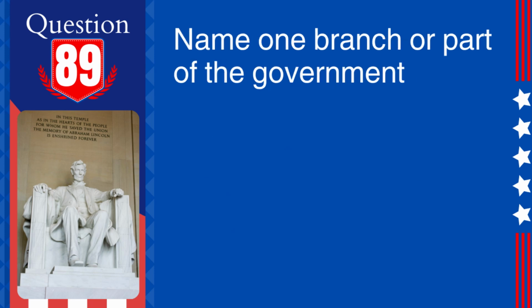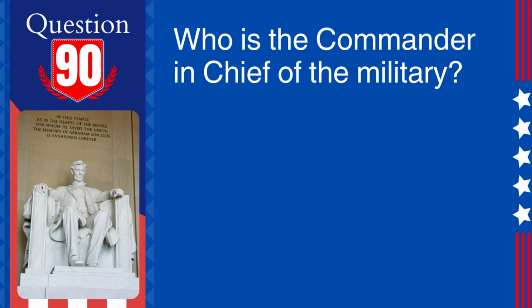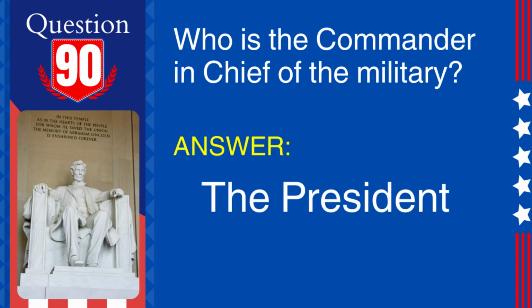89. Question. Name one branch or part of the government. Answer. Executive, legislative, or judicial. Explanation. The U.S. government is divided into three branches: executive, President and the Cabinet; legislative, Congress; and judicial, Supreme Court and other courts. 90. Question. Who is the Commander-in-Chief of the military? Answer. The President. Explanation. The President serves as the Commander-in-Chief of the United States Armed Forces.